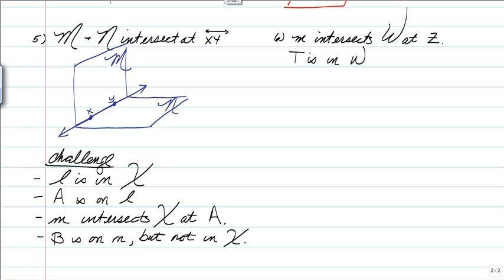Number 6, we have line M intersects W at Z. Now notice we have a lowercase, a capital scripty, and we have a point. So that means we have a plane named W, and we have line M that intersects the plane at point Z. Anything similar to that, you are good to go.